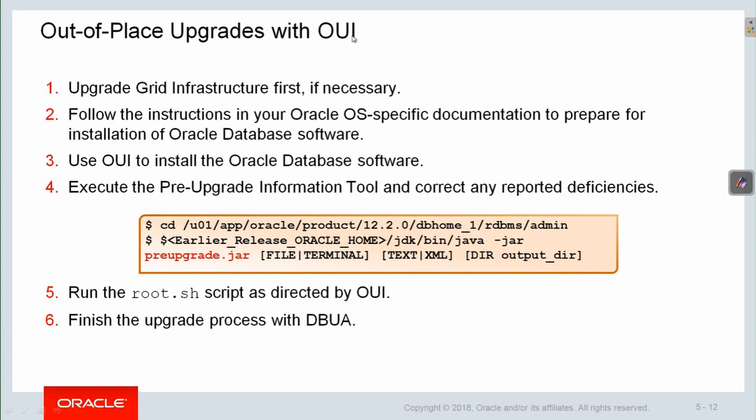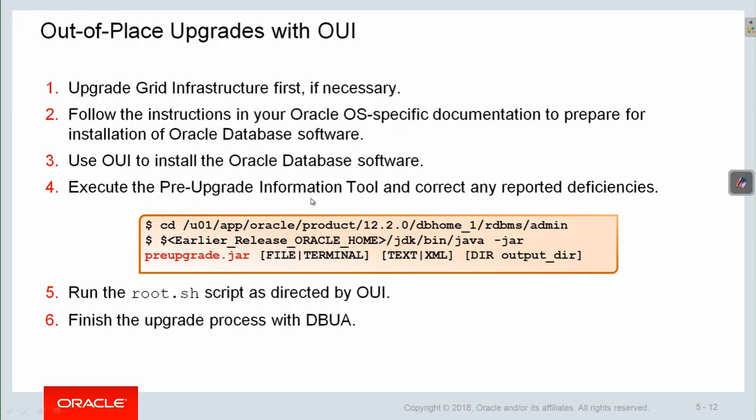And if you want to upgrade the database software by installing a patch set, we use OUI, and we install the software in a completely new home. But before installing the database software, you must upgrade the grid infrastructure first. Okay? Your grid infrastructure must be the same or a higher version than your database software version. And then you will have to follow instructions in your Oracle OS specific document, or you have to read the README document in the patch set. And then use OUI to install the Oracle database software.